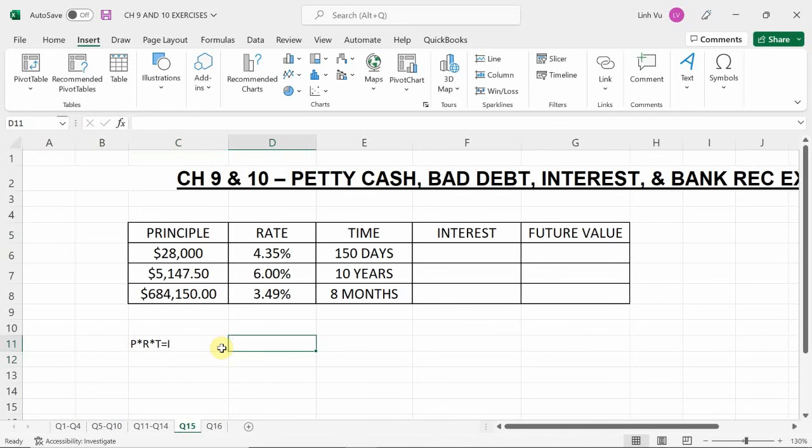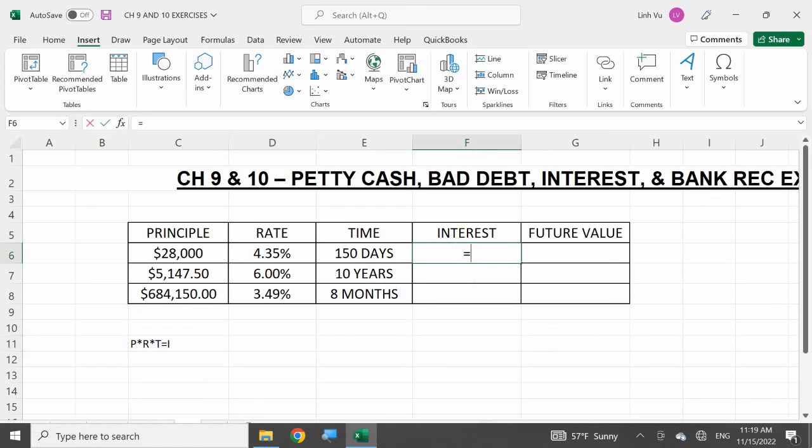So in this case, the very first one I have here is my principal of 28,000. My rate is 4.35, which we convert into decimals, so 0.0435, okay? Times 150 days. Now we need to convert that into terms of years. If we already know 30 days is 1 month, 150 days divided by 30 days should give you 5 months. So 5 months out of 12 is what you're going to be calculating here. Okay?